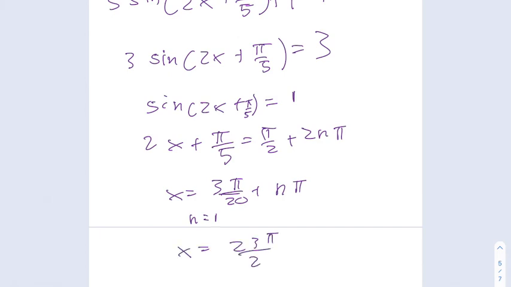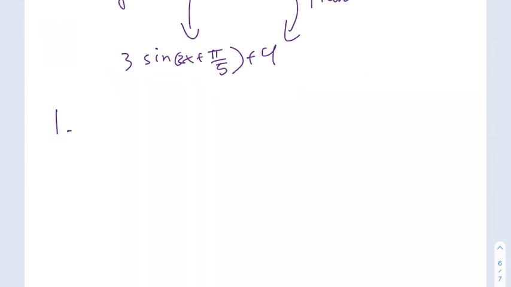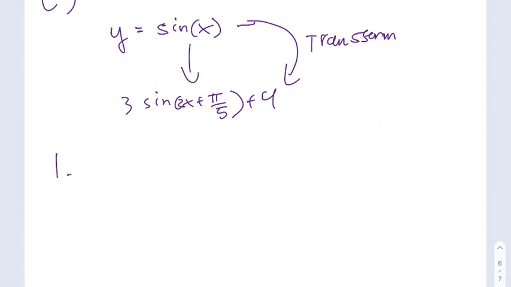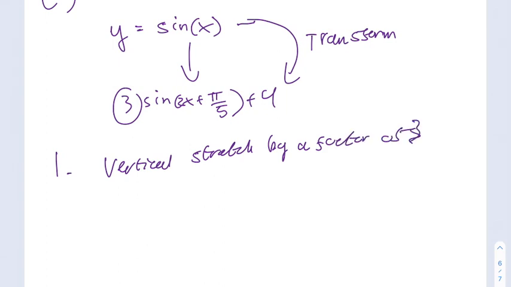Moving on to part D of question 9. Now we are asked the steps of transforming y equals sine of x to this function here, right? So the first thing that we're going to do is we see that there is a vertical stretch by a factor of 3 because of the 3 here, which would give y equals 3 sine of x.